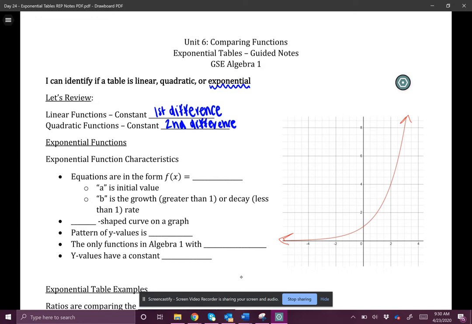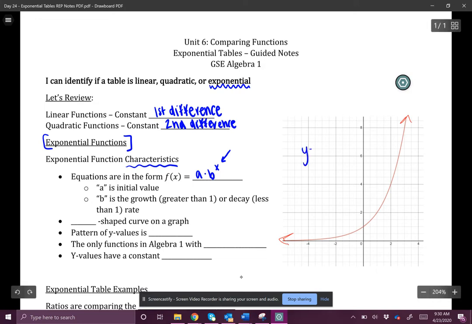So let's review exponential functions first. Below are just some characteristics of exponential functions. Whenever we look at an exponential equation, they're typically in the form of f of x equals a times b to the x power. Notice that here, to the x power, that's different than quadratic. Quadratic functions are to the second power. Exponential functions are to the x power. It's a good way to tell the difference.